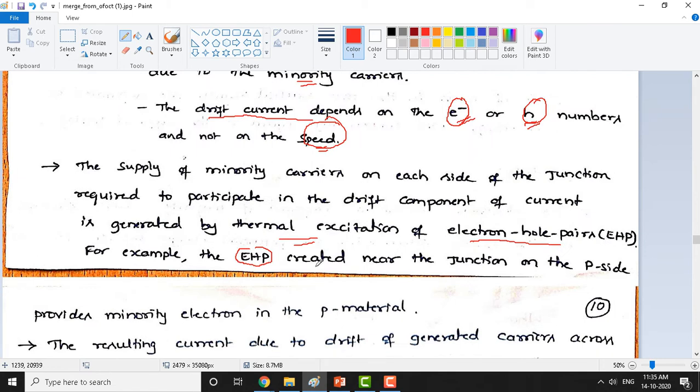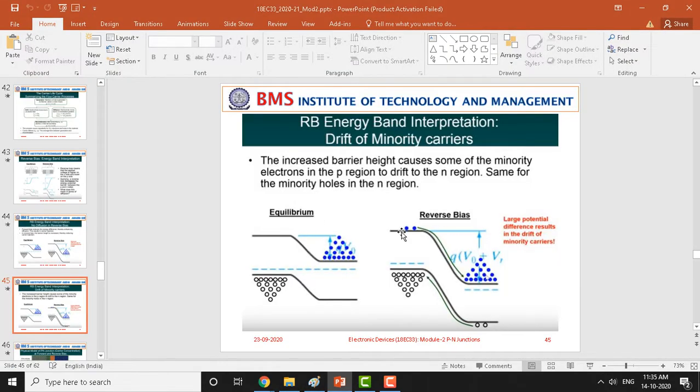That means, as I was telling you, the electrons keep moving from the p side to the n side. There must be some mechanism to generate these electrons. The mechanism for generation of electrons is EHP, electron-hole pair generation, and EHP is because of thermal excitation. So electrons get thermally excited and move into the conduction band, and again the electric field attracts these electrons from the p side to the n side. Okay.